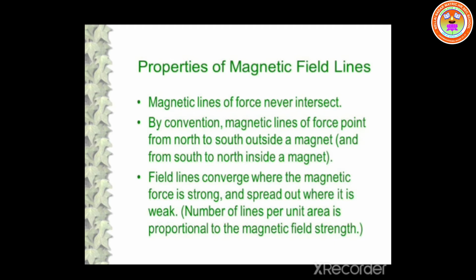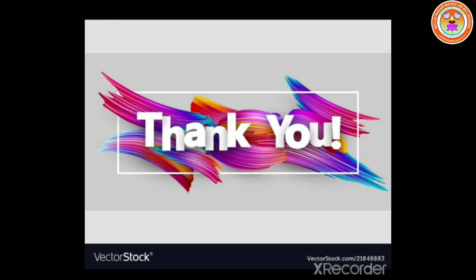The magnetic lines of force, that is, the magnetic power, will be maximum at the poles rather than at the equator. The tangent drawn at any point on the curved line gives the direction of the magnetic field. Students, I hope you all understood the properties of magnetic lines of force, magnetic field lines and magnetic flux. Thank you, students.